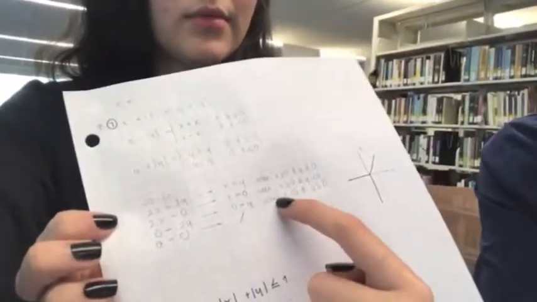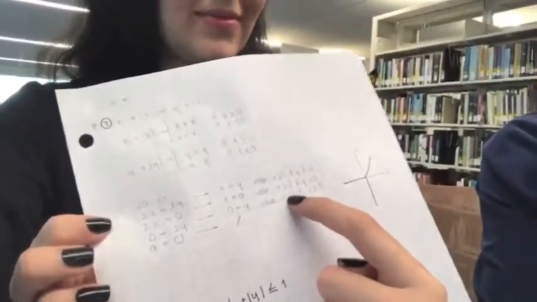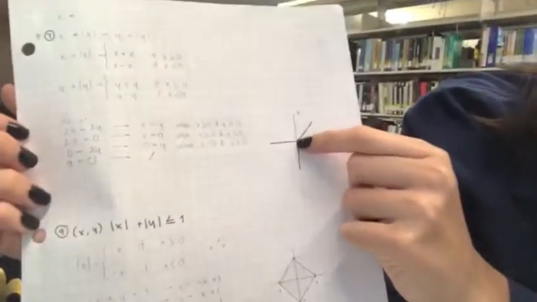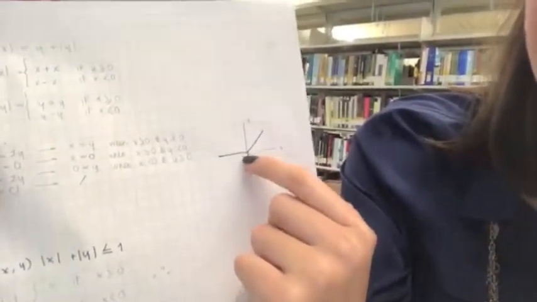And this one applies when x is less than 0 and y is greater than 0. So this one is the line x equals y, or y equals x. This one is x equals 0 and this one is y equals 0 for these values.